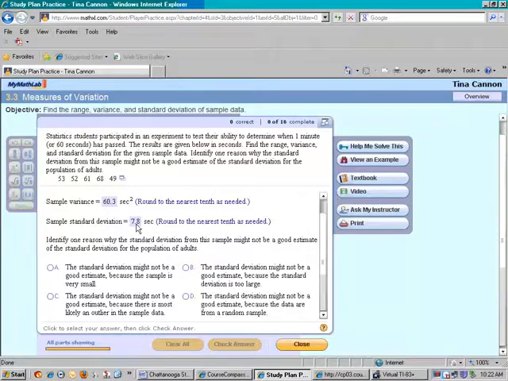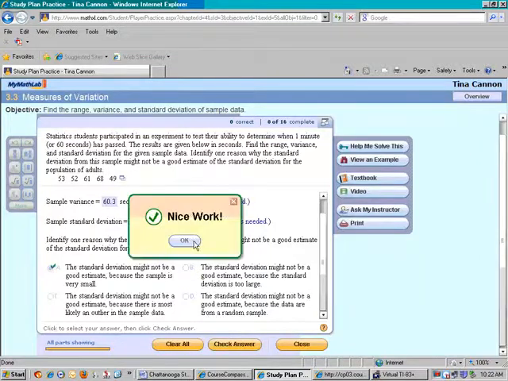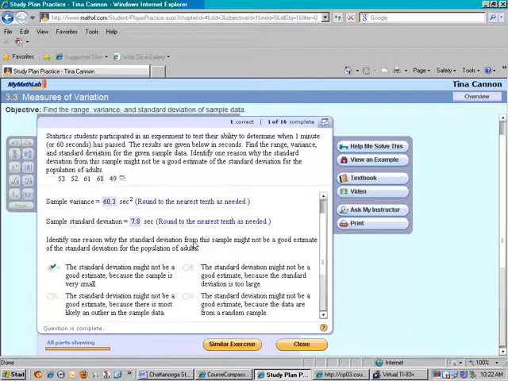And then the next one says standard deviation might not be a good estimate because the data are from a random sample. Well, if you look at the top, does it say it's from a random sample? I don't see that. Okay, but the main reason this is not accurate is because of the sample size. It is way too small. So we're going to select A and check our answer. So be sure to read through these and try to think through each one of them. So that's an example of where you can calculate your measures of variation using your calculator.